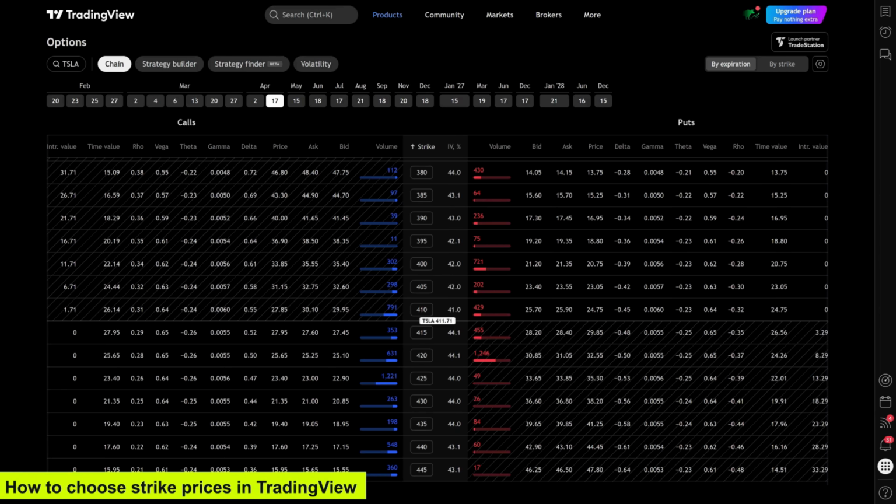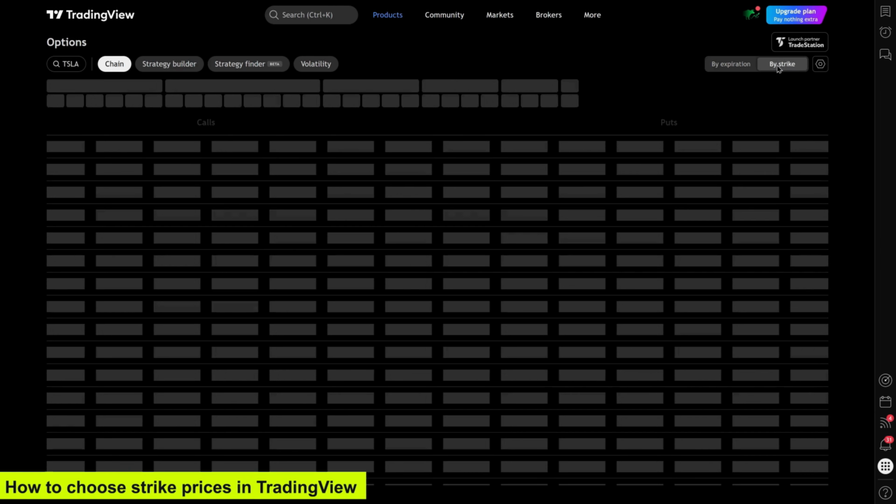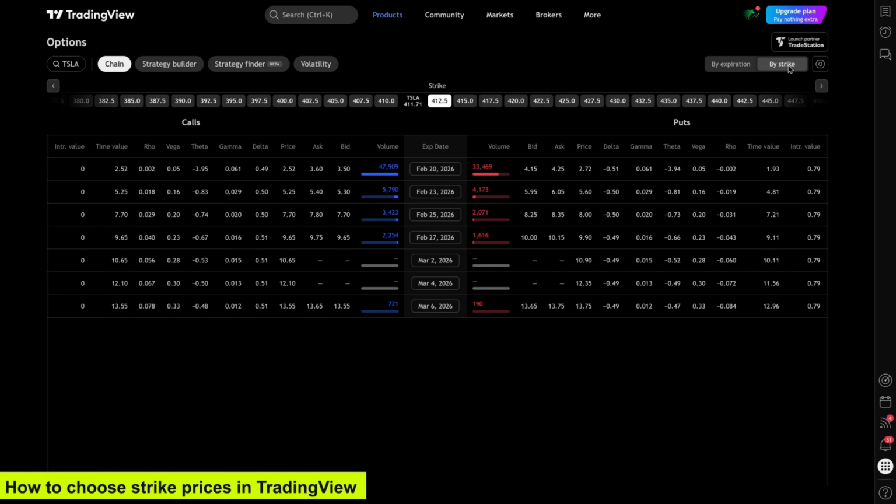How to choose strike prices in TradingView. Choosing the right strike price is one of the most important decisions in options trading. When you open the options chain in TradingView, you will see multiple strike prices listed above and below the current market price. Each strike represents a different level of risk and probability.